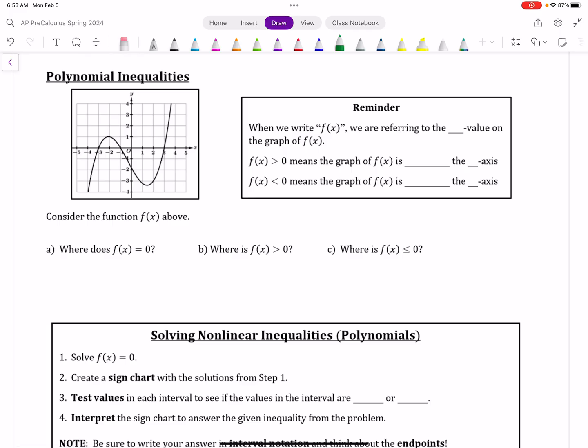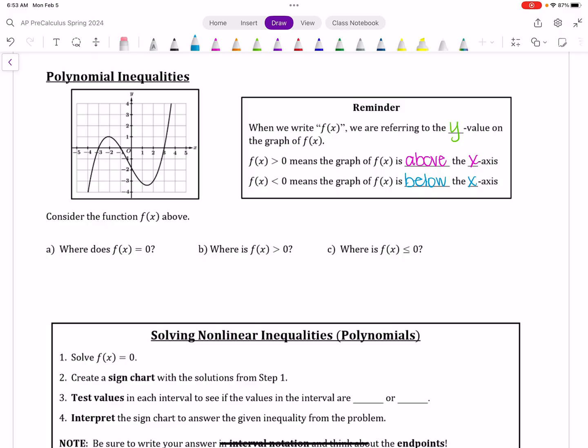Lastly, we're going to look at polynomial inequalities. So when we write f of x, remember we are referring to the y values on the graph. And if we talk about f of x being greater than 0, that means the graph is above the x-axis. And if f of x is less than 0, that means the graph is below the x-axis, where all of our negative y values are.